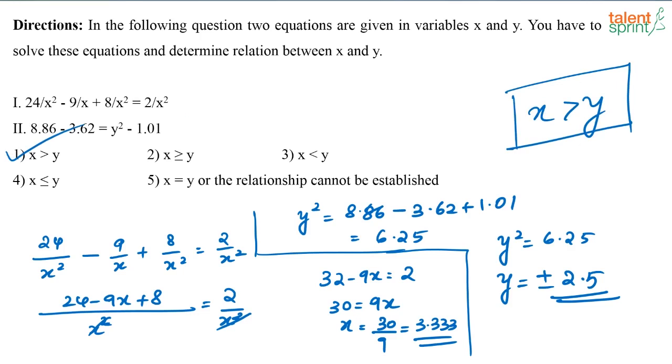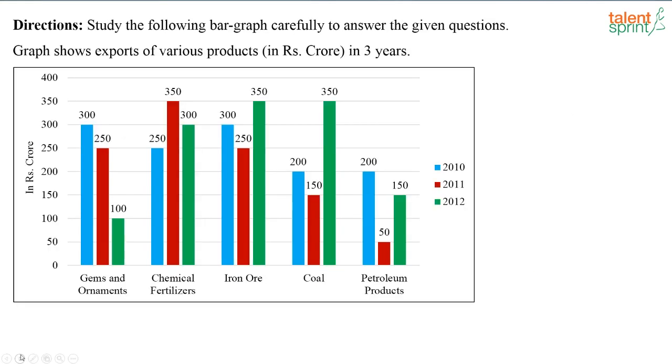Even though in this question x is greater than y, one thing you have to remember here is that y can be either plus 2.5 or minus 2.5, plus or minus 2.5. That is very important. For this question, it is not affecting, so it's fine. But keep this in mind, it should be plus or minus 2.5. Next question. Study the following bar graph carefully to answer the questions given below. So you are given a graph which shows the exports of various products in crores in 3 years.